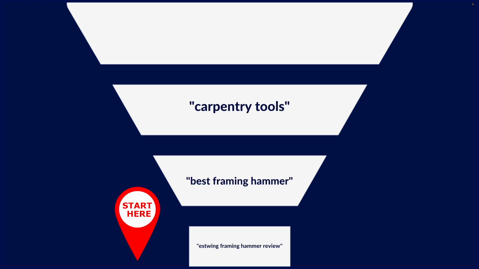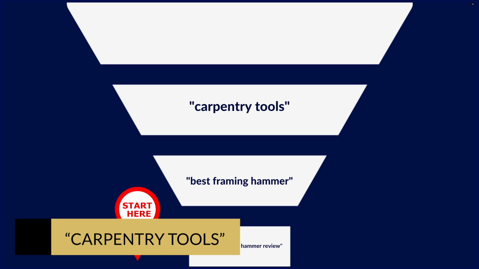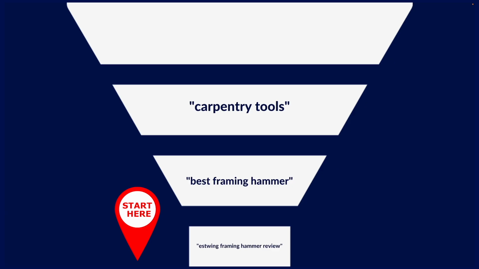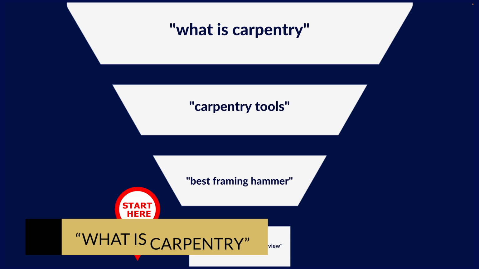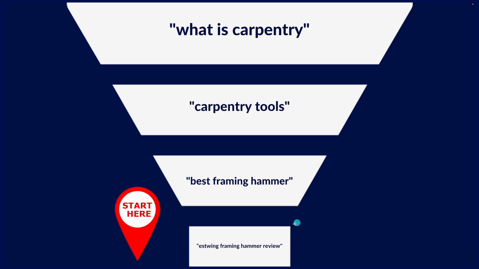And then the next one is carpentry tools, okay? So at this point, they may not even know what tools a carpenter would even use. Now, they might have some ideas, but what they're looking for is to try to figure out, okay, what are the tools that I need to be able to perform this particular thing? And then the last and final piece is what is carpentry? What we've done here is we've started at the bottom of the funnel, but every single one of these keywords at each stage of the funnel supports this one.